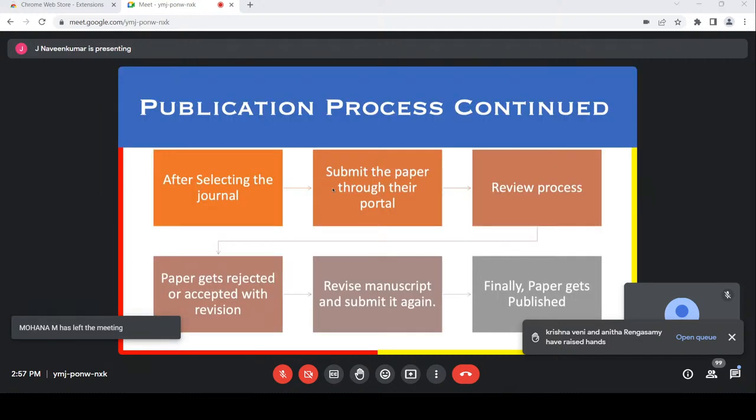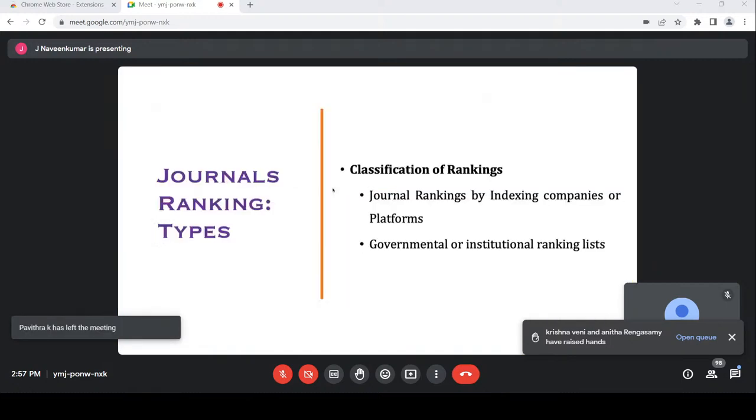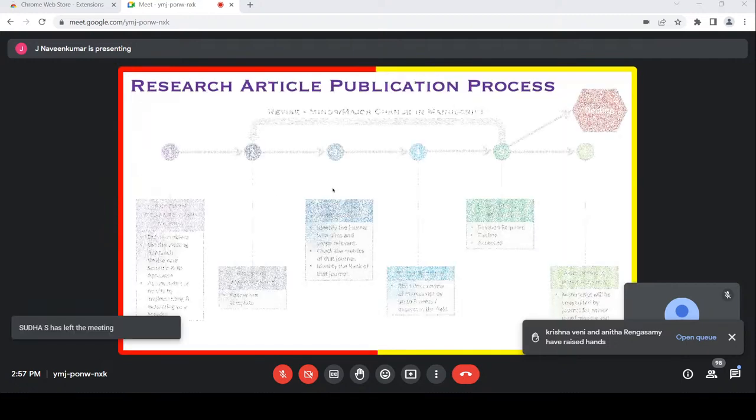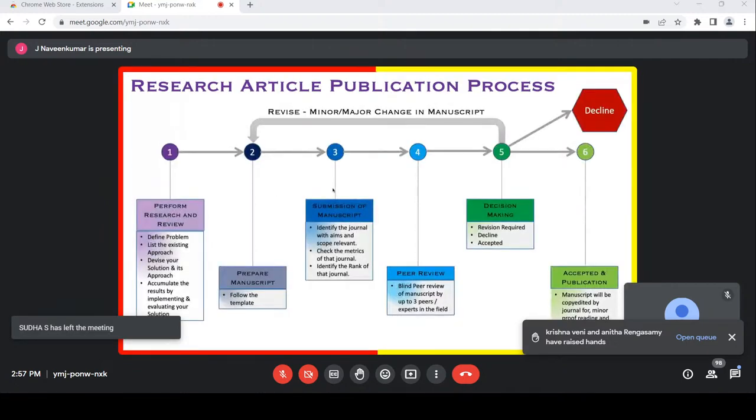Now, further continuing with the publication process. If you go back to the second slide, we have actually covered till the third part, right? So we are done with this third step. We have selected the journal, we have found whether the manuscript is relevant to the journal or not, and I'll check the ranking of that journal. Based upon the rank, I have selected one journal where I'm going to submit my manuscript, right? Once this is done, then the further process goes like this.